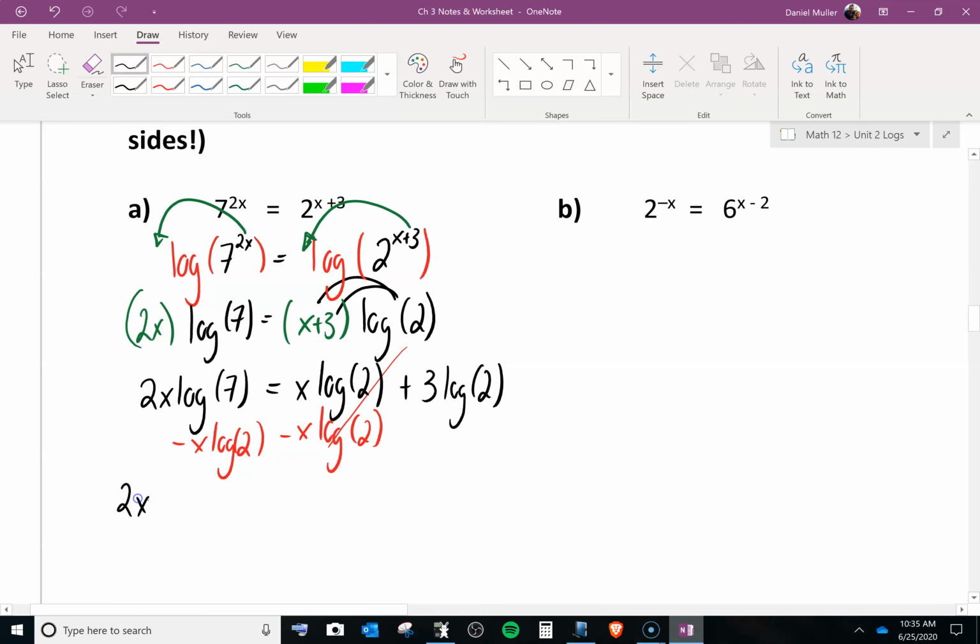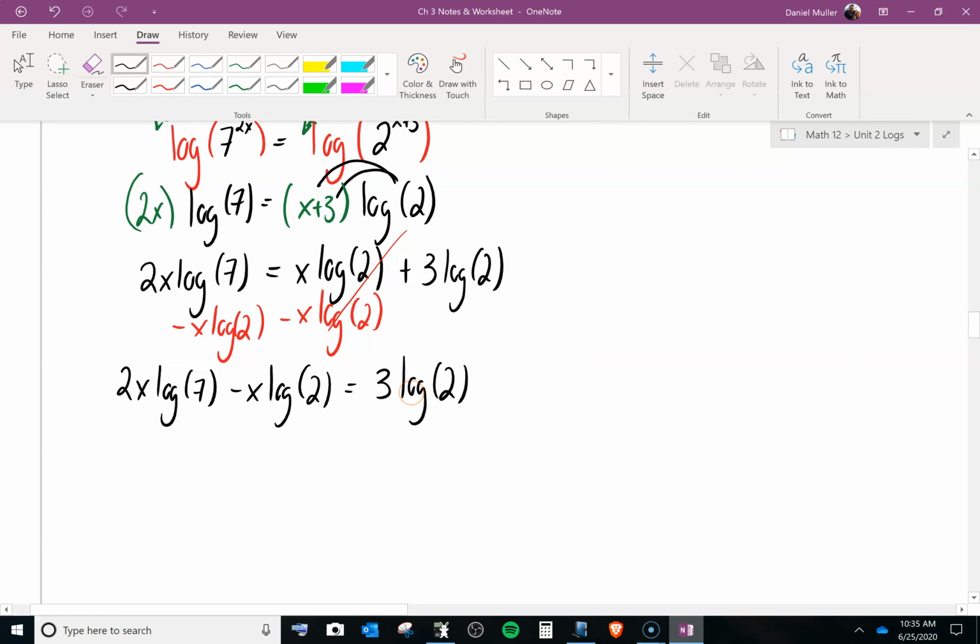So I've got a 2x log 7 minus an x log 2. And then this side is just the 3 log 2. So see, already we're writing all these logarithms. There's no nice way to write that. Now this is what's interesting here. Because you get the x's alone, you can say, well, these both have an x in common. So I can factor an x out, and I'm left with a 2 log 7. And if I factor an x out here, it's just a minus log 2. And on the right is just a 3 log 2.